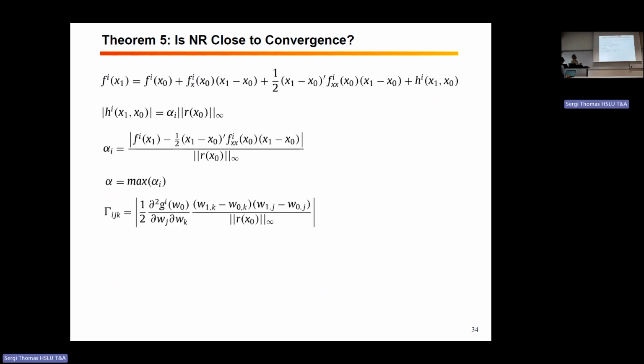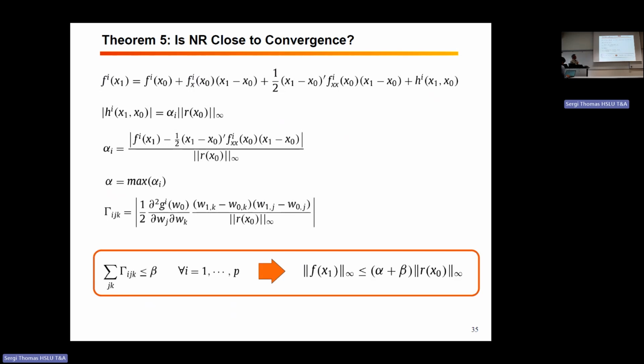Then this is even worse. Never worry about that. This is basically the square of the deltas after one iteration, and this is the Hessian of the function residuals. If you define this thing, then you can prove this theorem: if the sum of all of these things is less than some beta for every equation j.